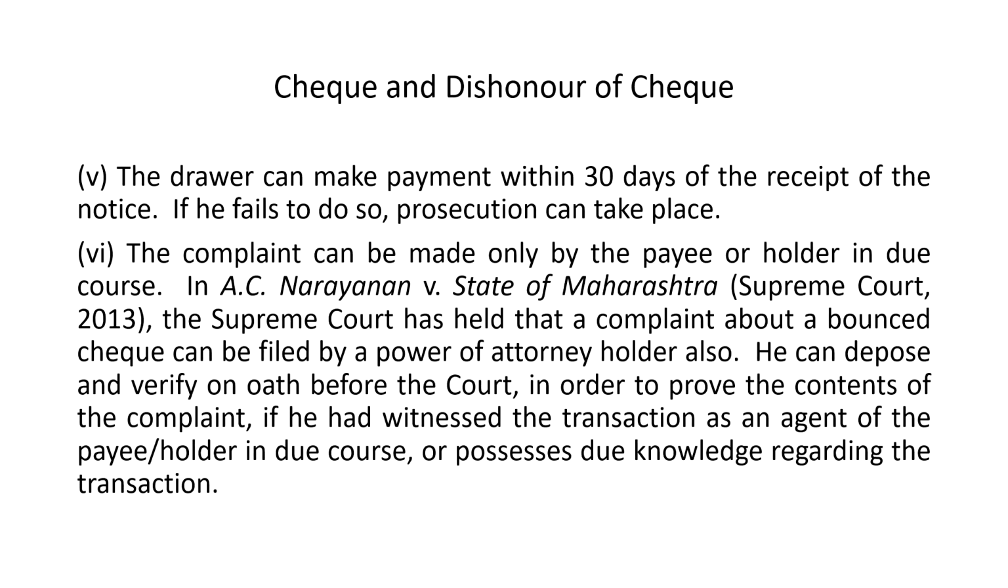So, as a payee, he has to see that when he receives the cheque written back by the drawee banker without making payment, then within 30 days from receiving the dishonour notice from the bank, he has to issue a notice to the drawer. Now, the drawer can make payment within 30 days of the receipt of the notice. If he fails to do so, prosecution can take place.